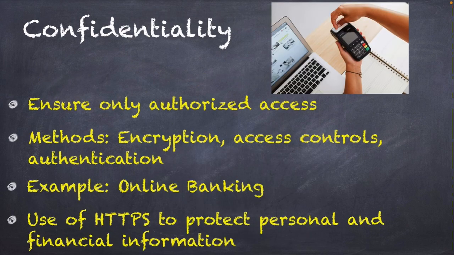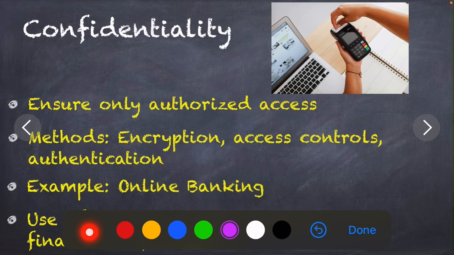So first is confidentiality. What is confidentiality? It ensures only authorized access, meaning an unauthorized person cannot access the system or data which is available. What are the methods? First is encryption, then access control and authentication. Confidentiality is all about ensuring that sensitive information is only accessible to authorized individuals, systems or entities. It's about preventing unauthorized disclosure of the data.